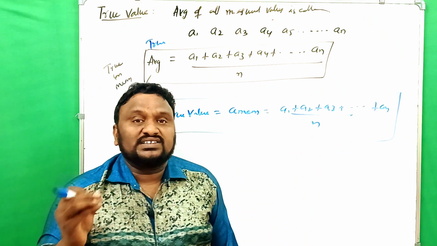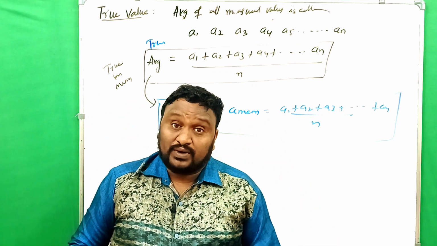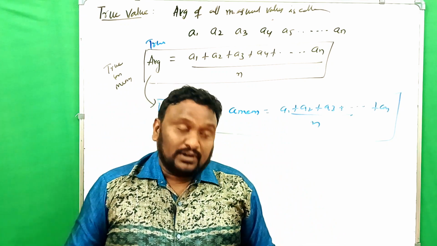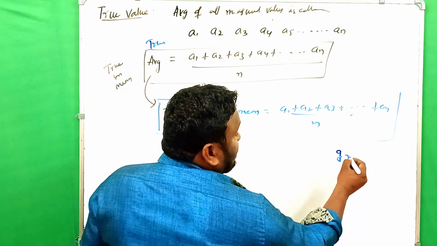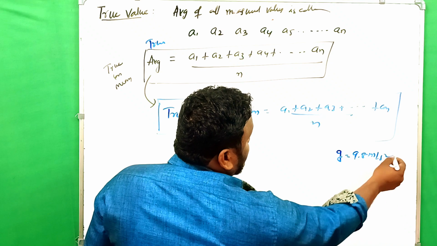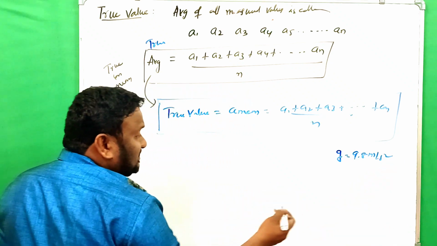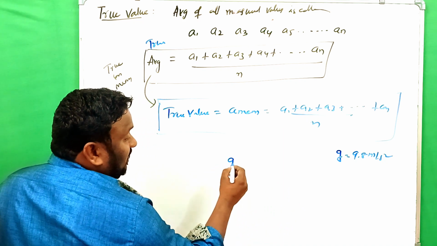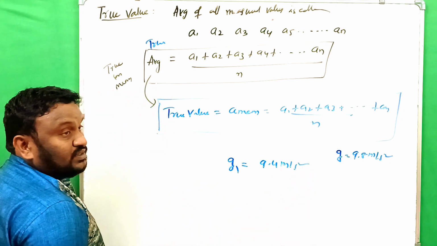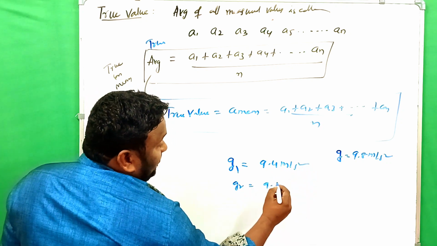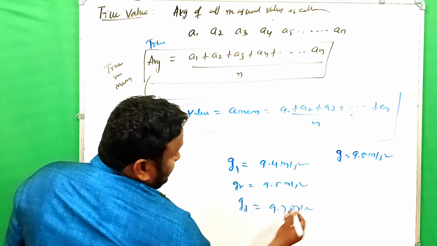So what is the necessity for taking the average, and why should that average be taken as the true value? What is the reason for that? Let us see here. For example, we know that the value of g is 9.8 meter per second square. Suppose we are doing some experiment and the first observation is 9.4 meter per second square, the next one, g2, is 9.5 meter per second square, and g3 is some 9.7 meter per second square.